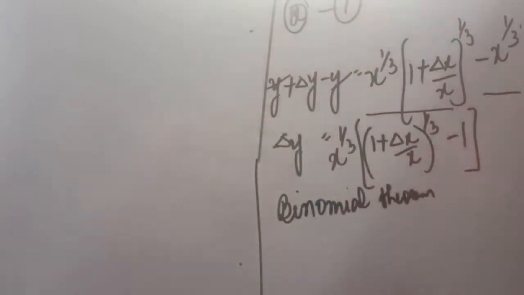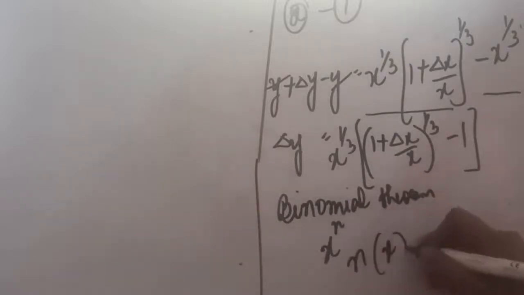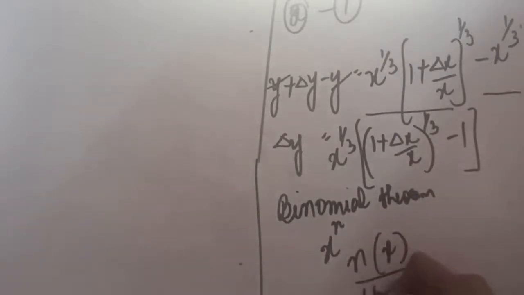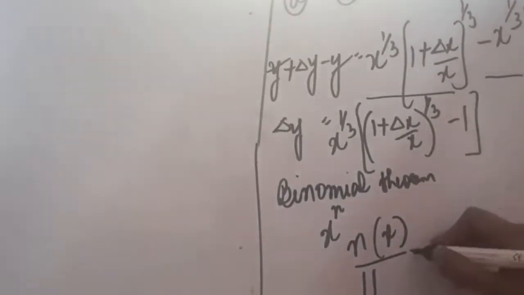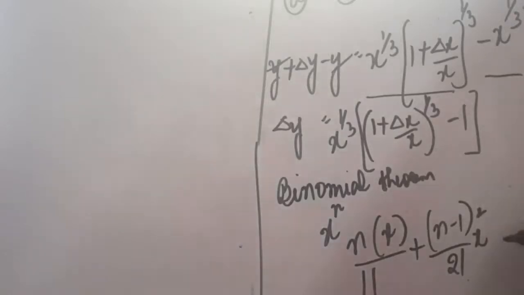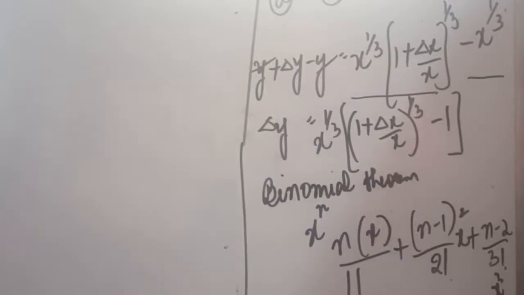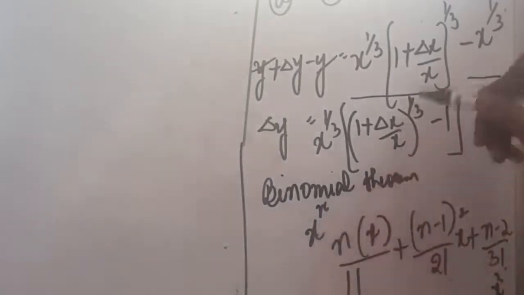According to the binomial theorem, if anything is having x power n, it is solved like this: n comes further, x stays at its own place, divided by 1 factorial, which means 1 only, plus n(n minus 1) divided by 2 factorial into x square. Like this the binomial theorem is extended, plus n(n minus 2) divided by 3 factorial into x cube. So this is applied when x power is having n.